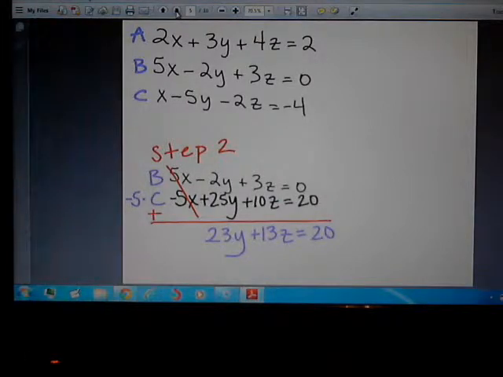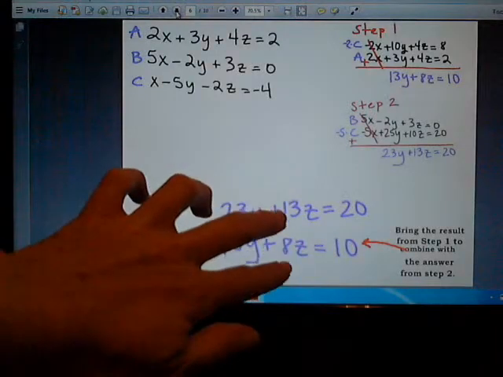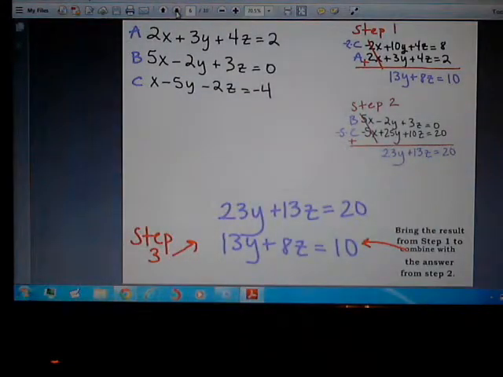In step 2, I took equation B and C, which I multiplied by -5, to also cancel x because I want to put their results together and I need to have the same variables. So step 2's outcome was 23y plus 13z equals 20. If I eliminated another variable, it wouldn't make much sense because their outcomes would not have the same variables in them, and that would not be helpful.